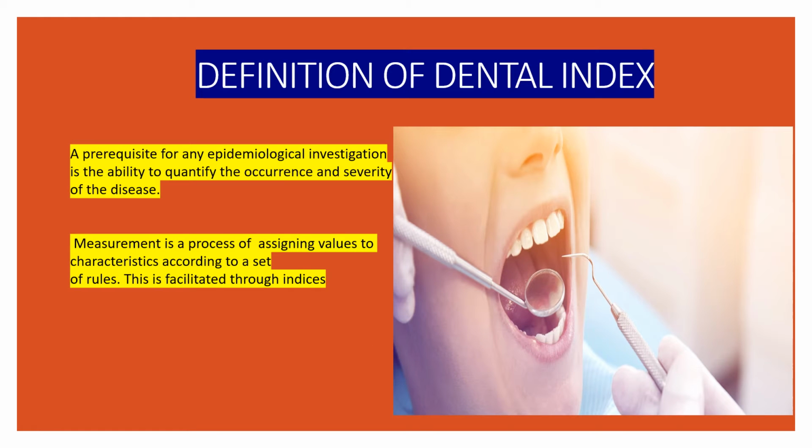A prerequisite for any epidemiological investigation is the ability to quantify the occurrence and severity of the disease. So measurement is a process of assigning a value to a characteristic according to a set of rules, and this is facilitated through indices. By assigning a numerical value, you can actually quantify the disease and the severity of disease, which will aid in epidemiological investigations.